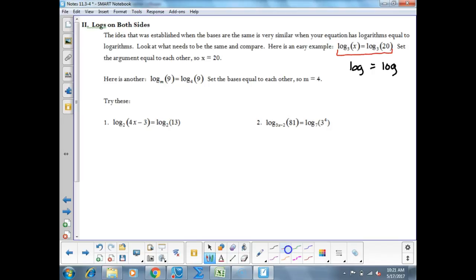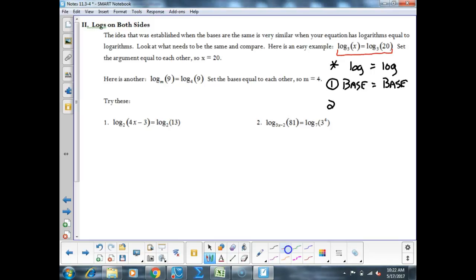there are 2 conditions that need to be met. Condition number 1 is you need to have equal bases. So the base of one has to be equal to the other. If that's the case, then in step number 2, you can say that the arguments need to also be equal.